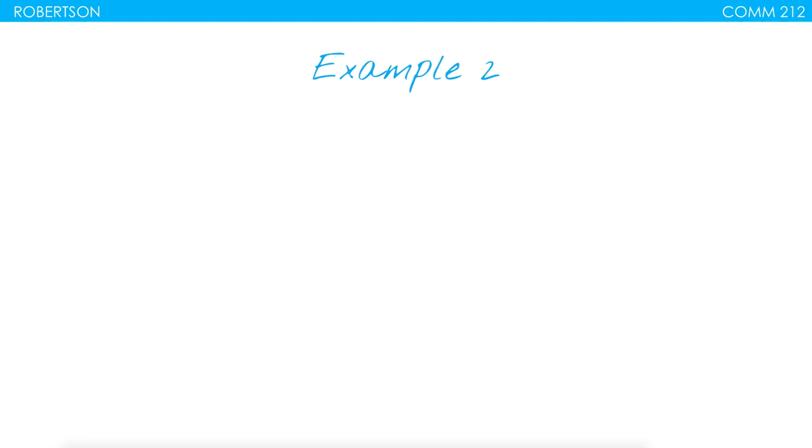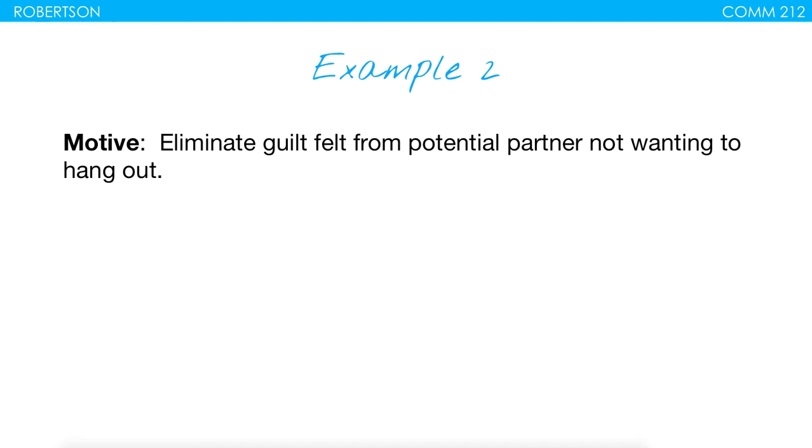Here's example number two. The motive is to eliminate guilt felt from a potential partner not wanting to hang out. So this, for example, would be, let's say you try and ask somebody to go out for coffee or maybe go out for a drink or something like that, or maybe just hang out and study together, and that person rejects you. Okay, so you feel negative emotion. Again, guilt, that all-encompassing term, doesn't mean just from doing something wrong. It's just this negative emotion.